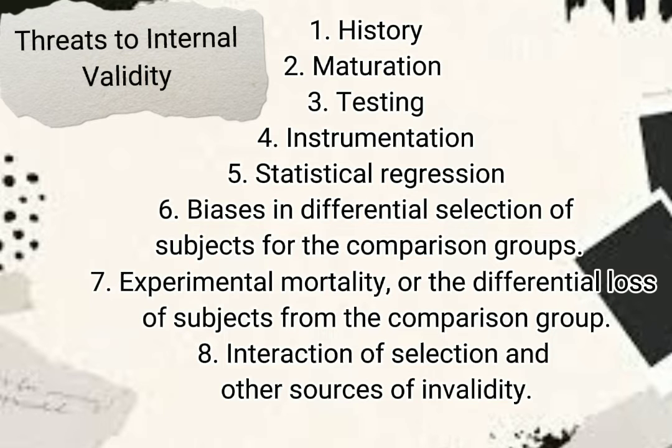Threats to internal validity. 1. History. 2. Maturation. 3. Testing. 4. Instrumentation. 5. Statistical regression. 6. Biases in differential selection of subjects for the comparison groups. 7. Experimental mortality, or the differential loss of subjects from the comparison group. 8. Interaction of selection and other sources of invalidity.